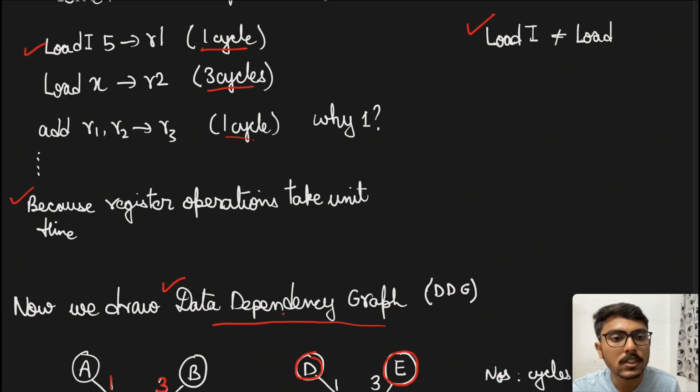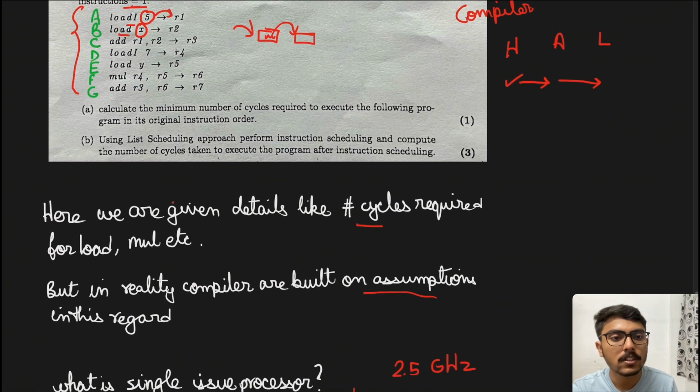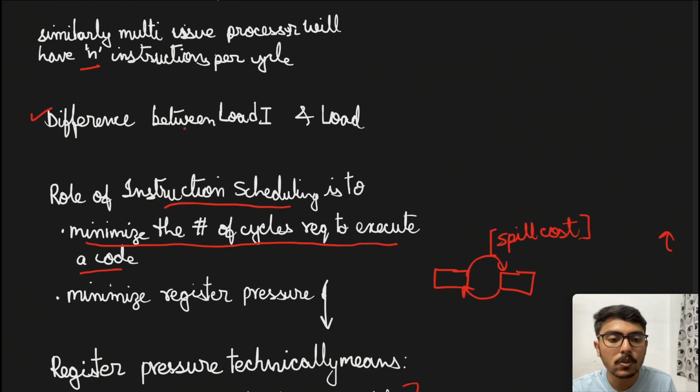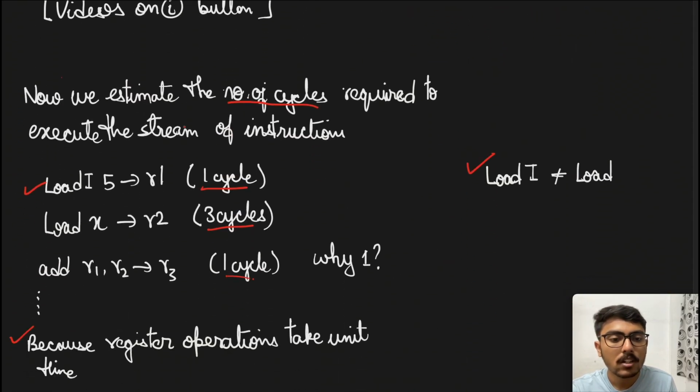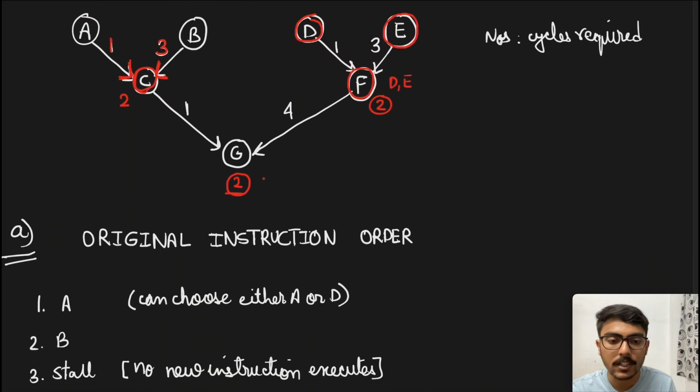So what was the first question we were asked? The first question is, calculate the number of minimum cycles required to execute the following program in its original instruction order. It means that we don't need to optimize it as of now, but we just need to find the minimum number of cycles that will be required to execute this code, right? So that we will do. Minimum here just means that according to the dependency graph, we will just calculate that, right?